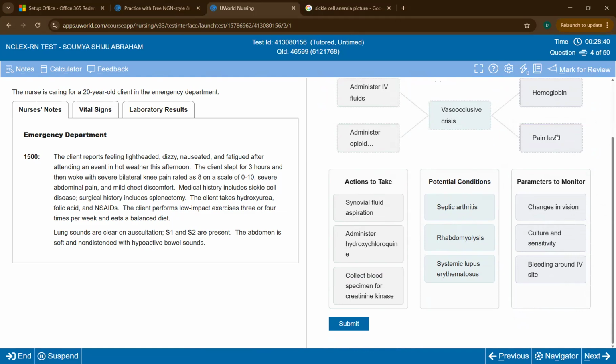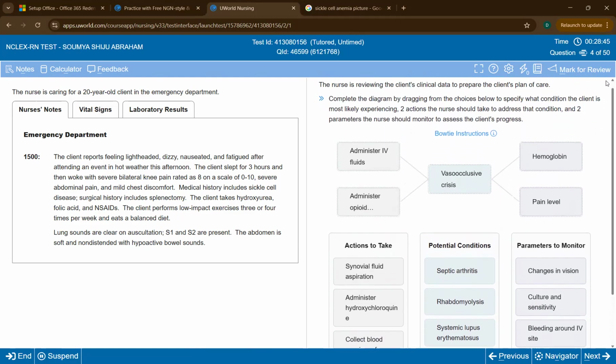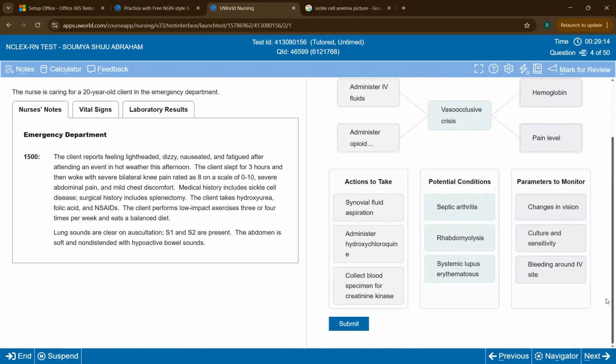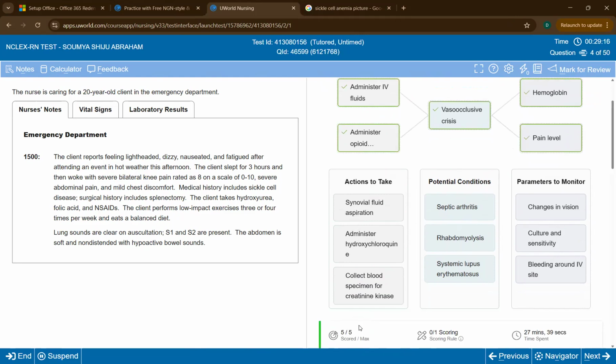So I hope you got an idea how to do a board type format question. First you have to go through the theory. After that you can practice with the questions. I have read the scenario, I have read the question, and understood the keywords. What are the keywords here? What is the condition the client is most likely experiencing, what are the nurse's actions, and what parameters to monitor. So this is the correct answer. We can submit it and look at the answer. Yes, this is the correct answer for this question.